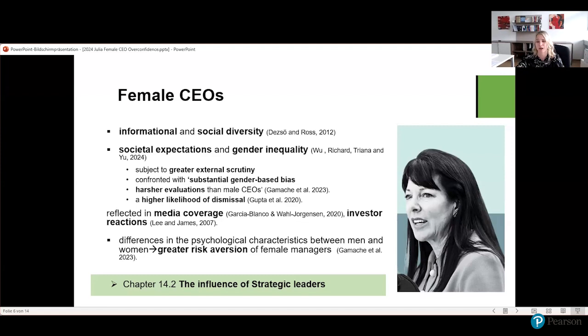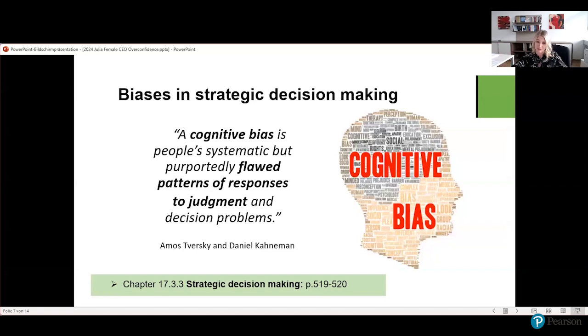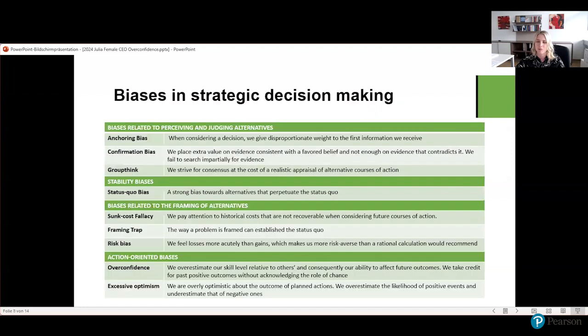So that's the first part of the story that we were interested in in this research project, but it goes on and it connects to cognitive biases that might be reflected in the decisions of strategic leaders and CEOs. And there is also a section in chapter 17 of the book that introduces those different biases that leaders might face when they are making strategic decisions. I've just provided you a big list of the different kinds of biases that are also discussed in the chapter. But in this research project, we focus on a very specific one.